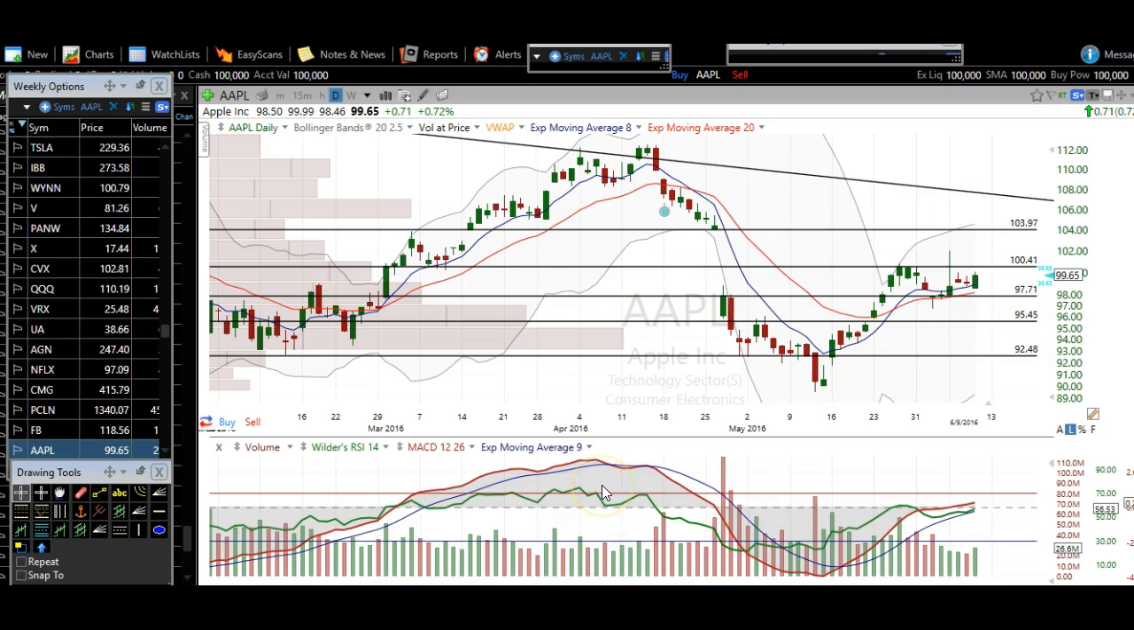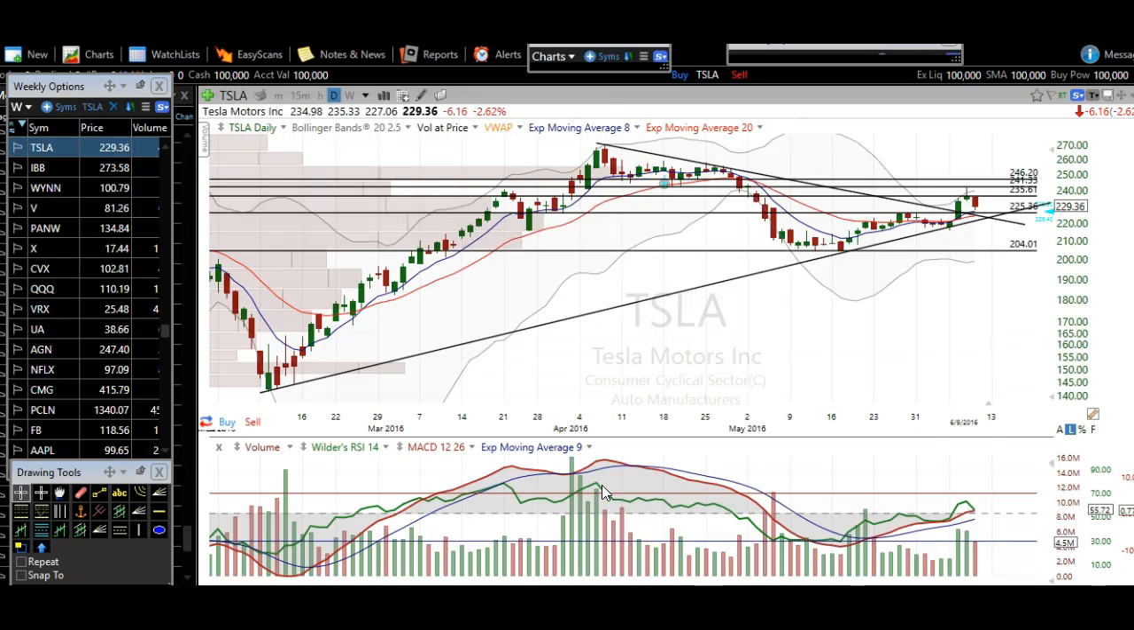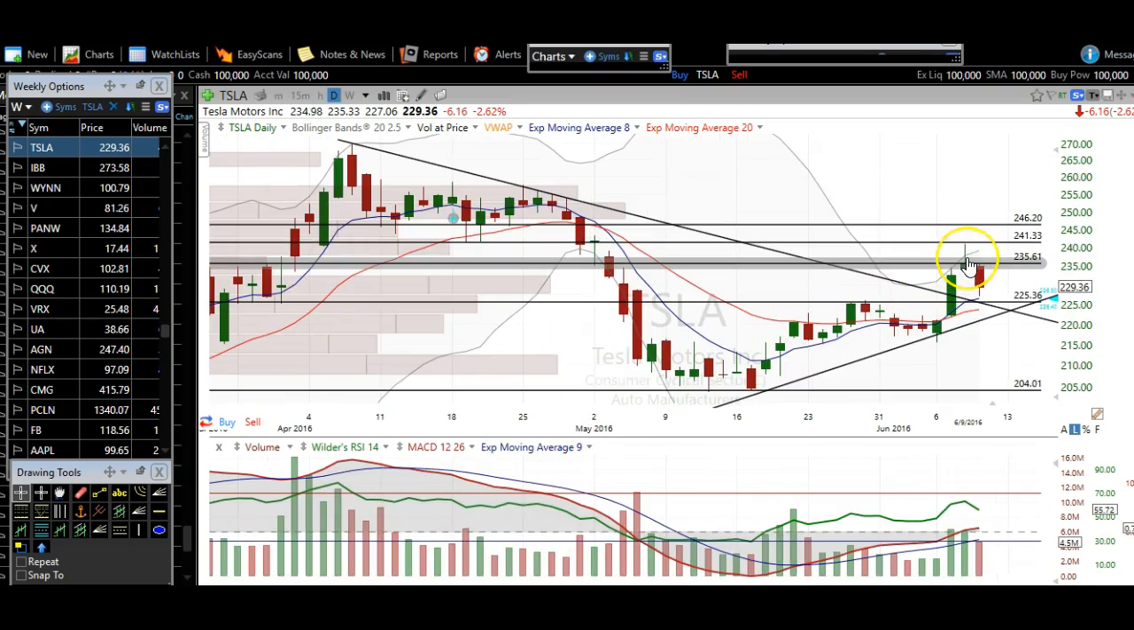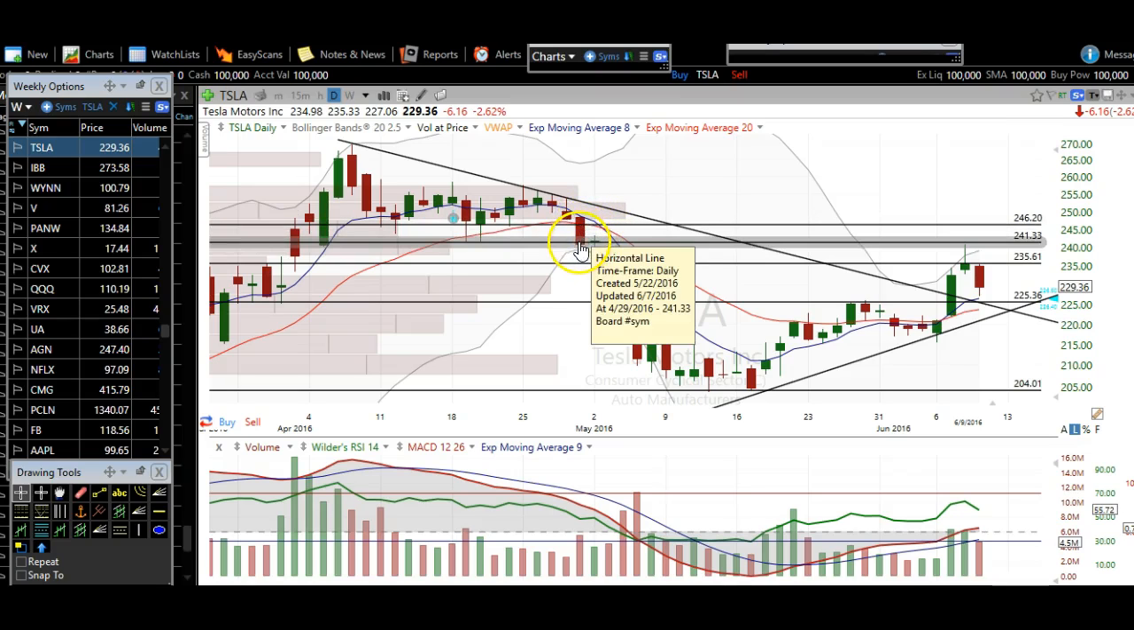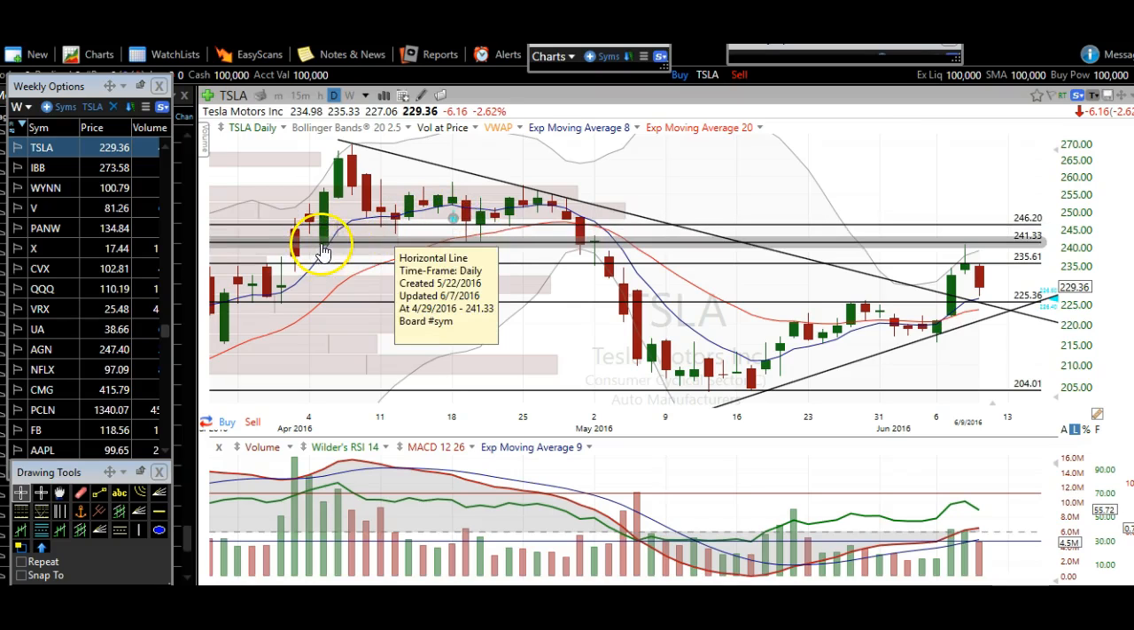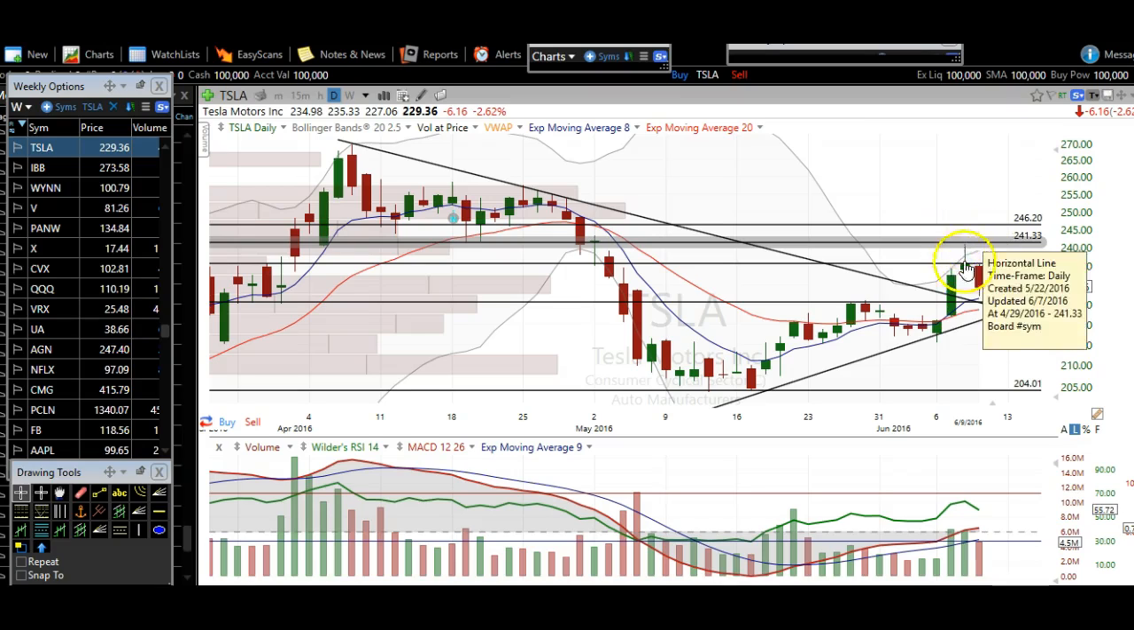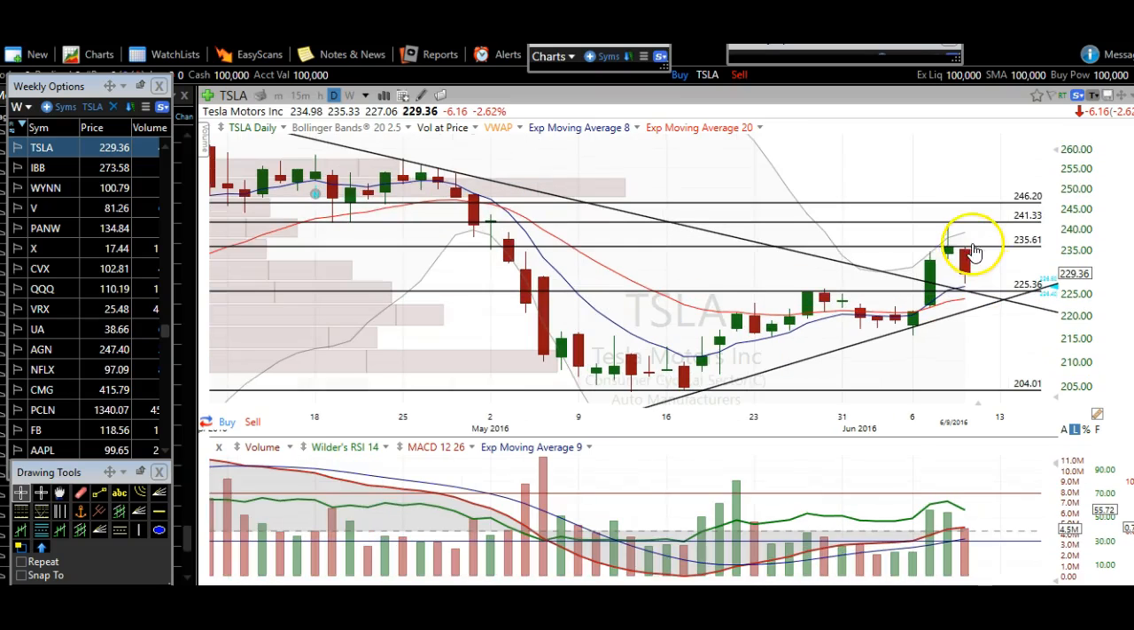Next, I want to cover Tesla. Tesla here hit our target at 241. The reason that was the target was this gap fill from this gap right here, as well as the resistance from the close of this candle, the low of these two candles, this candle as well. So we hit that target right on, and now we're seeing some consolidation, and we have an evening star candlestick pattern here on the daily chart.